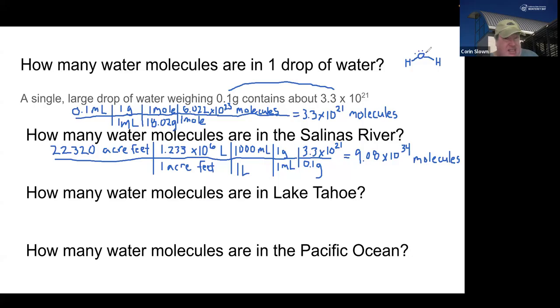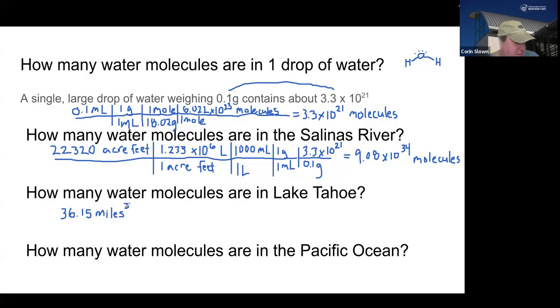Similarly, it's really important. Acre feet is not the only measure that's used. So, for example, Lake Tahoe has 36.15 cubic miles. So you can think about what that conversion would be. That's a great practice problem.